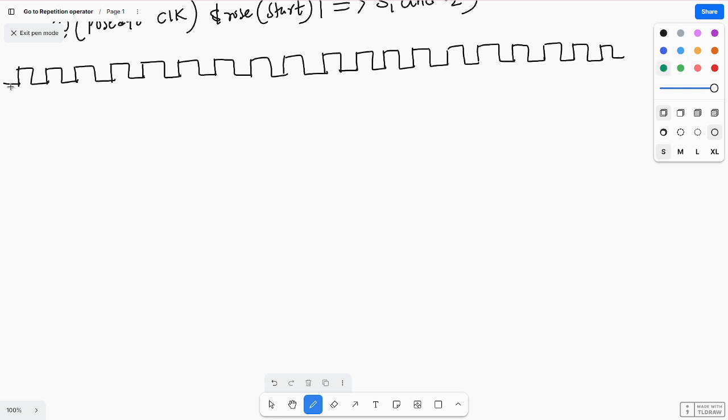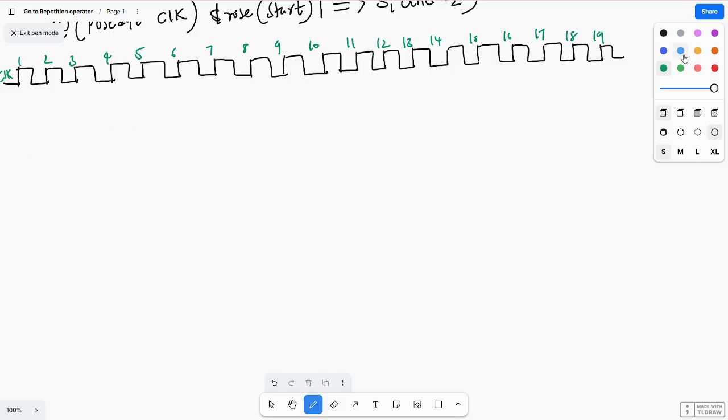So this is my clock. 1, 2, 3, 4, 5, 6, 7, 8, 9, 10, 11, 12, 13, 14, 15, 16, 17, 18, 19. Okay.